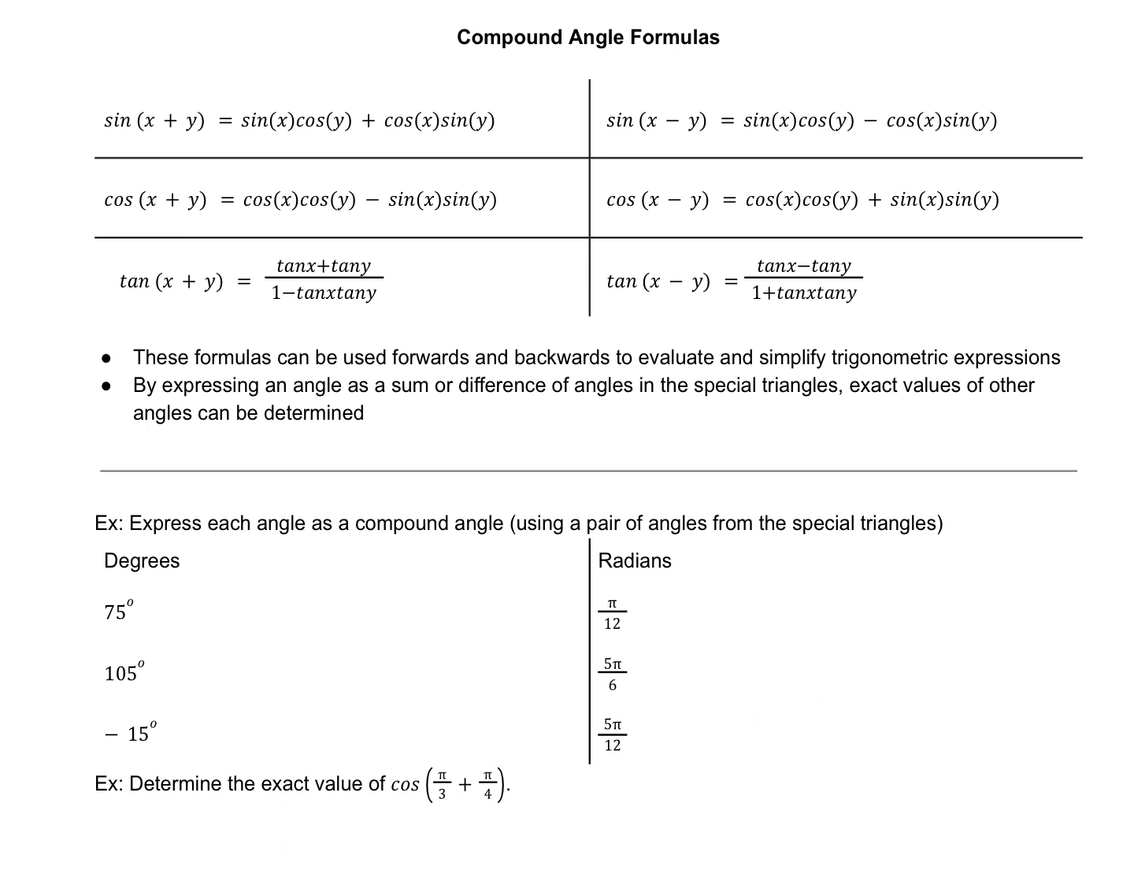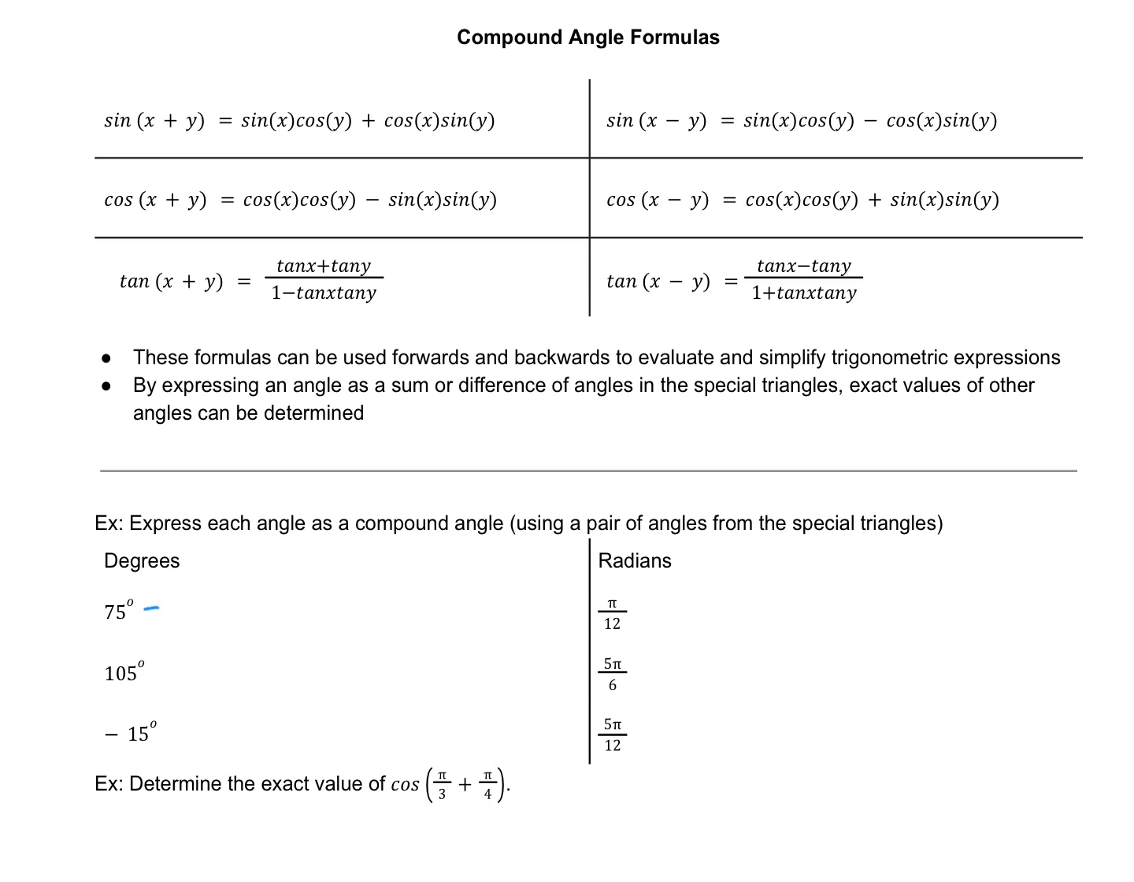And before we get into that, we're just going to practice expressing each angle as a compound angle using angles from the special triangles. So I have some versions here that are in degrees. So in terms of our special triangles in degrees, we have the 30, 60, 45. We can use those angles in various quadrants. We can use 0, 90, 180, 270, 360, and any combination to try to get these degrees.